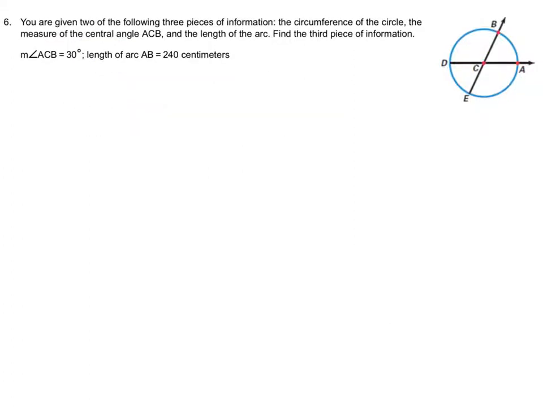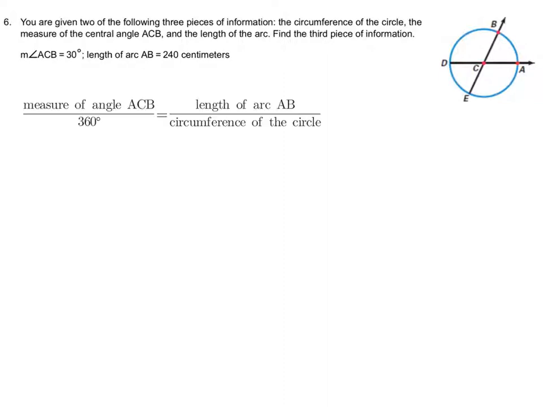You are given two of the following three pieces of information: the circumference of the circle, the measure of the central angle ACB, and the length of the arc. Find the third piece of information. We will use the same proportion formula. For this problem, we're given the measure of angle ACB. We're also given the length of arc AB, and we want to find the circumference of the circle.